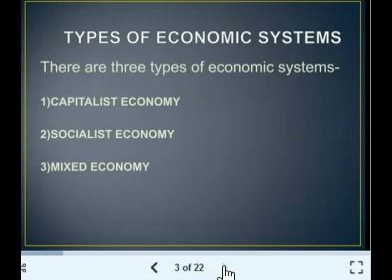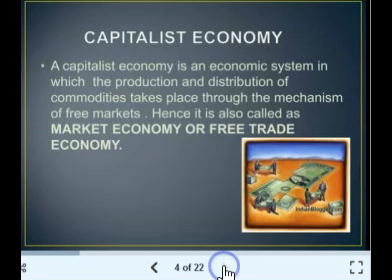Then there are three basic types of systems that we'll be looking at today. The first one is the capitalist economy, which is what we are. The next we'll be looking at is the socialist economy, and the last one will be the mixed economy, which is basically a combo of the two. So let's jump into this a little bit.